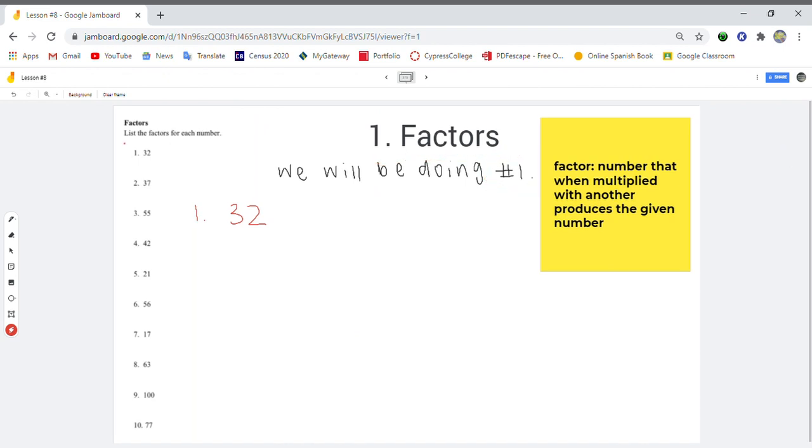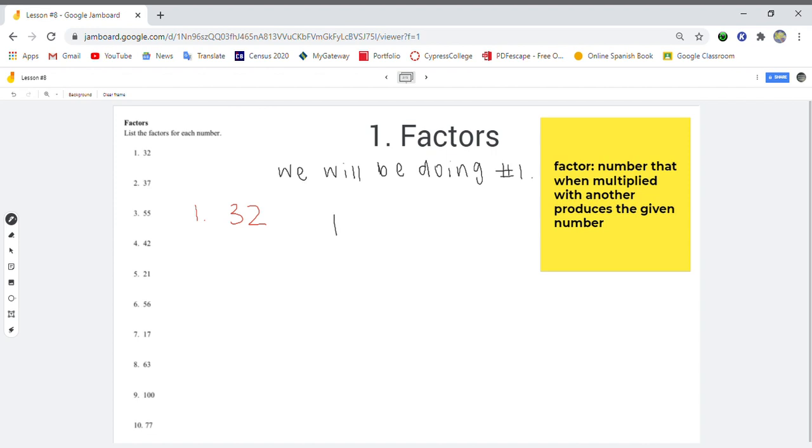It says list the factors for each number. So number 1, we're finding the factors for the number 32. I just want to go over the definition of factor. A factor is a number that when multiplied with another produces a given number. So when you're finding the factors for 32, you're finding numbers that when you multiply them with another, it produces 32. One number times another number equals 32.